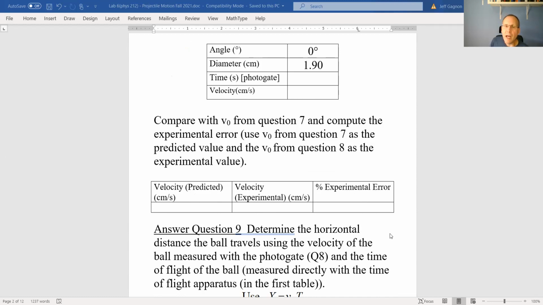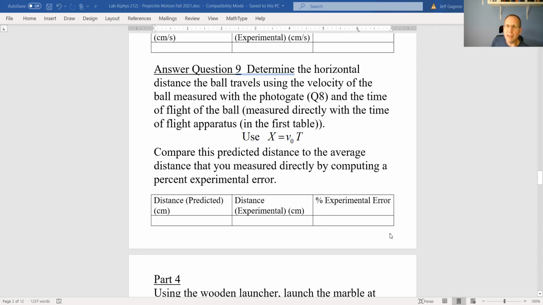Okay, then question 9, we're basically computing the horizontal displacement two different ways. One way is calculating it, right? We know velocity is displacement divided by time. So if I rearrange that formula, I can say the displacement, which I'm calling capital X, is velocity times time. So the question is, what velocity, what time do I use here, right? Because we calculated it several different ways.